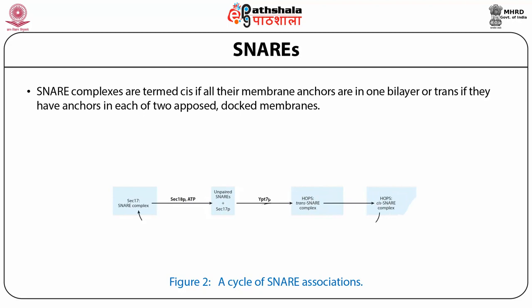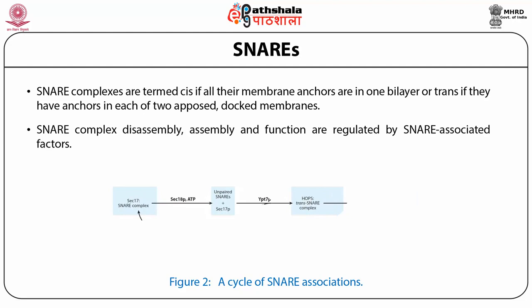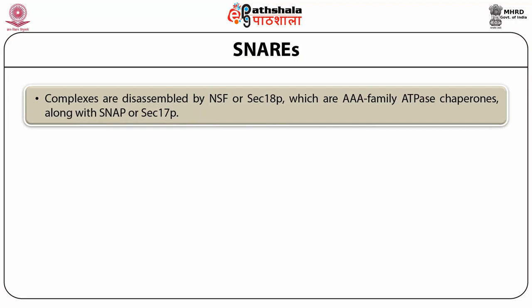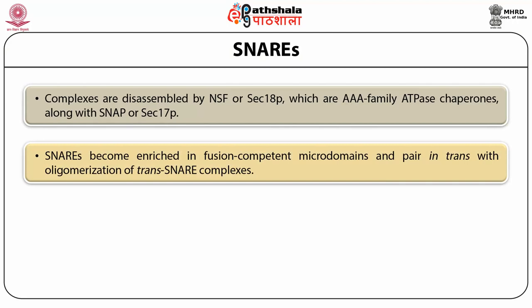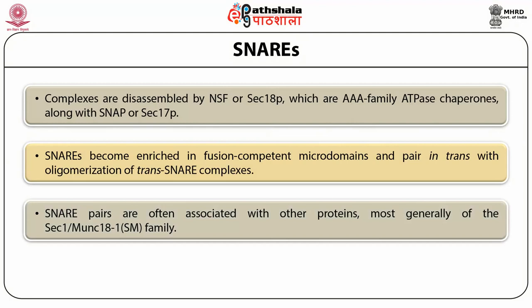SNARE complex disassembly, assembly and fusion are regulated by SNARE-associated proteins or SNARE-associated factors. As you can see in the figure, in a cycle of SNARE association, SNARE complexes associate with SAC-AT and ATP, then a trans-SNARE complex is formed, followed by a cis-SNARE complex, and the cis-SNARE complex again recruits SAC-AT, and in this way the cycle of SNARE association and dissociation takes place. The complexes are disassembled by SAC-AT, which is a triple-A family ATPase chaperone, along with SNAP. SNAREs become enriched in fusion-competent microdomains and pair in trans with oligomerization of trans-SNARE complexes. SNARE pairs are often associated with other proteins, mostly of the SEC1 family.